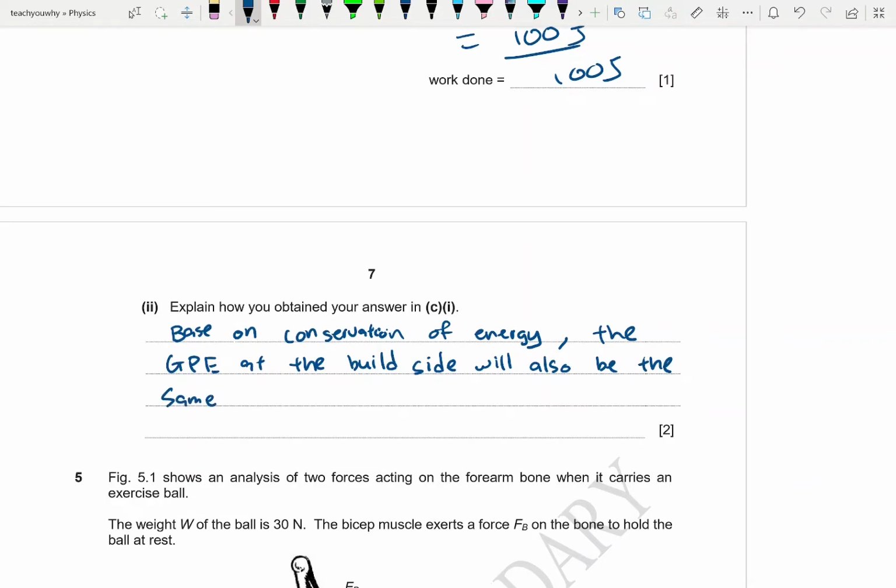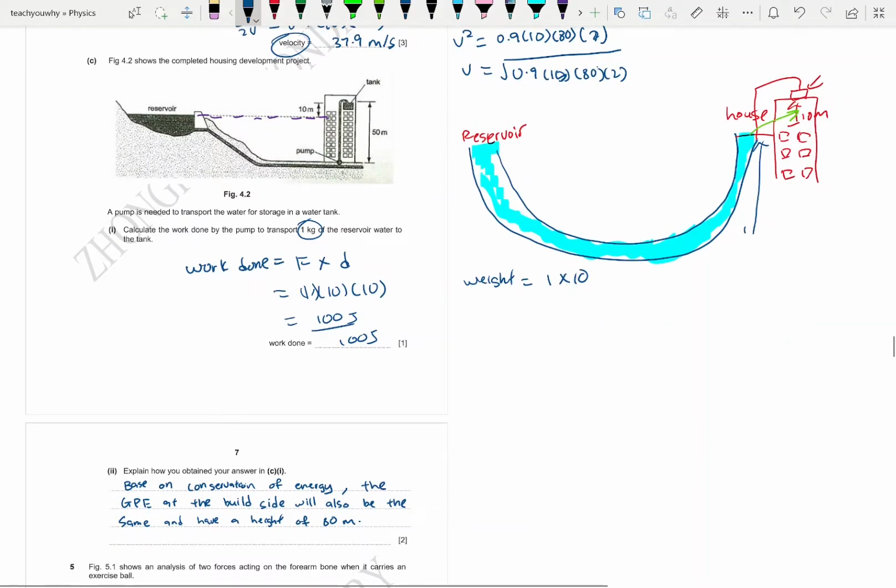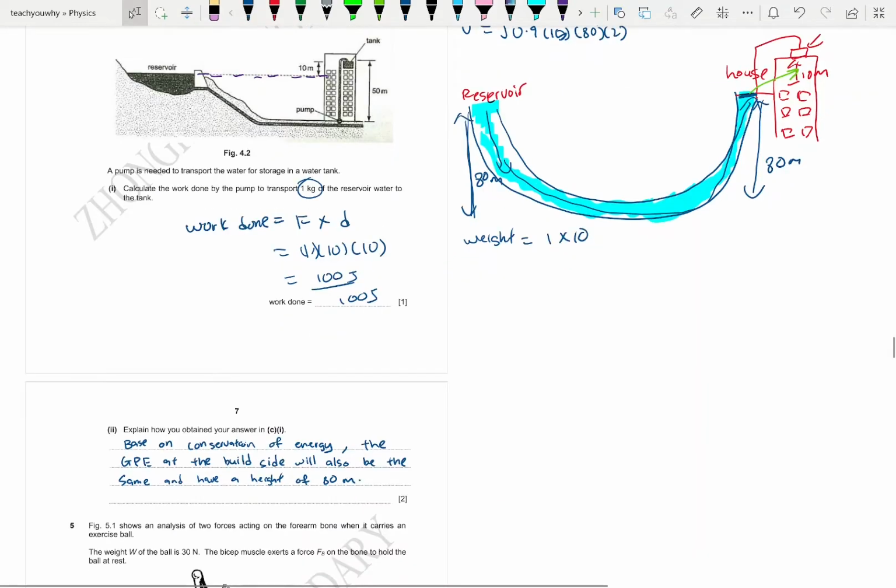And have a height of 80 meters. Basically what I'm trying to write in words is that essentially here is 80 meters, here is 80 meters. By the fact of conservation of energy, all the GPE gain here, all the KE loss here, will be converted into GPE gain back at this point.